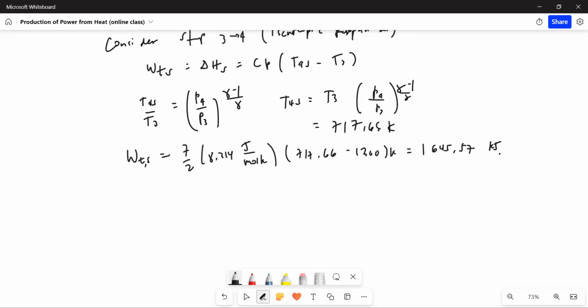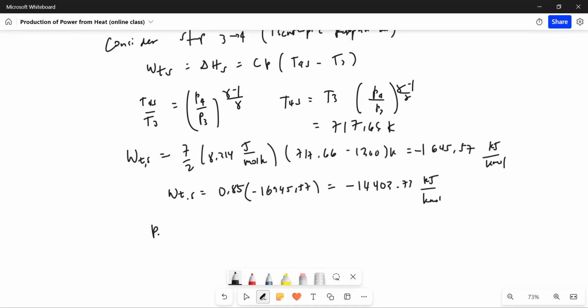Kilojoules per kilomole. And then going back to the efficiency equation, this is simply 0.85 times negative 16945.57, and that would give us negative 14403.73 kilojoules per kilomole.